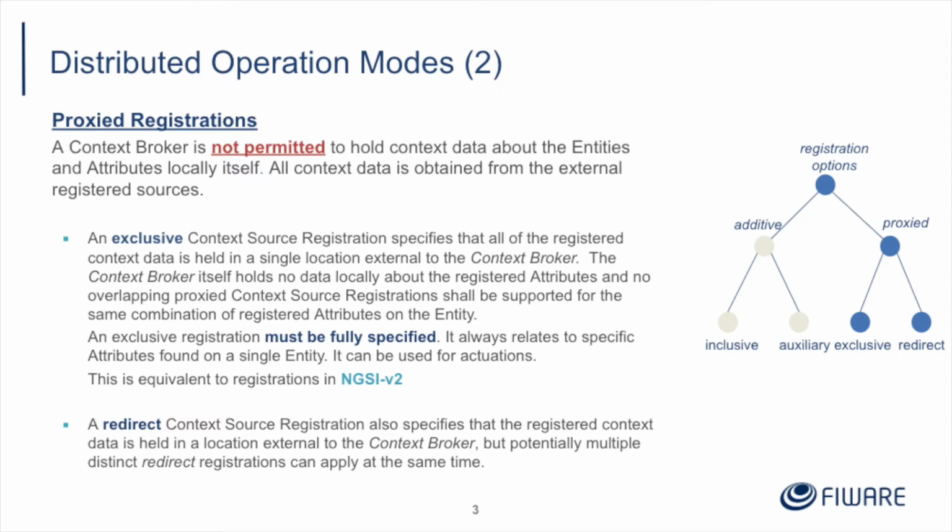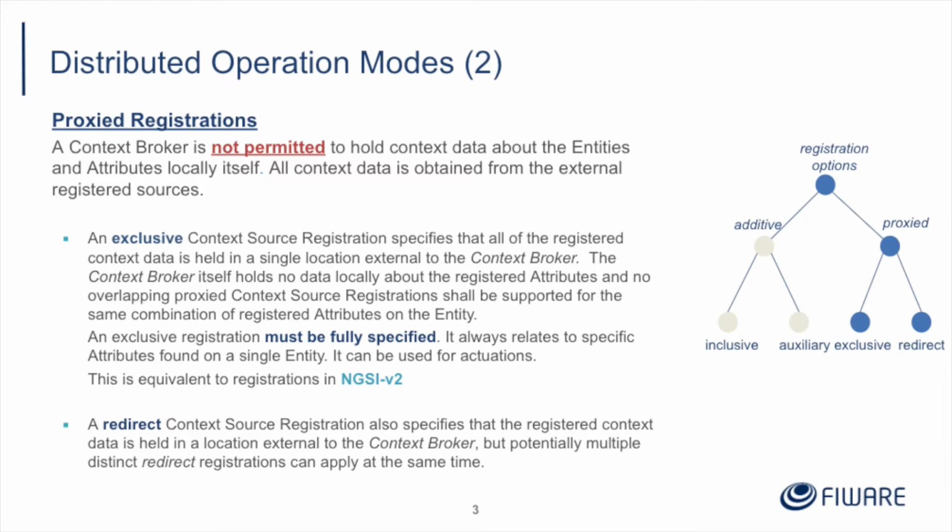Another good example for an exclusive registration is actuations, because if you really want to do something in the field, like turn your water sprinkler on, then you want to change the state of the digital twin, then change the real world. Well, that's a good way of doing it. You can do it using a subscription, of course, but in this case, the only place where the actual data is held is the device further down.